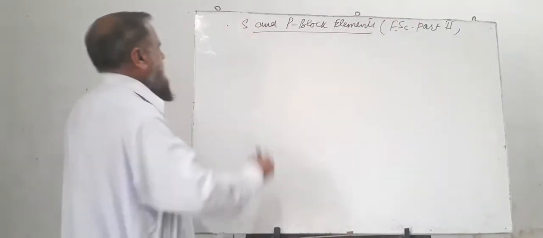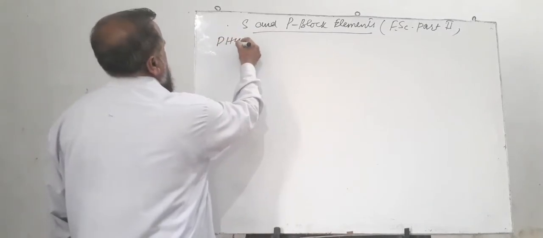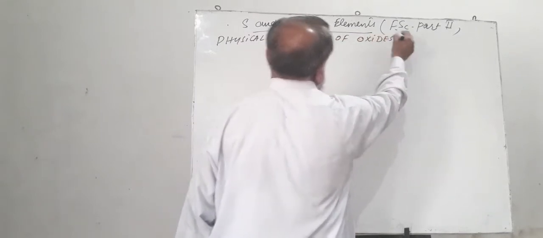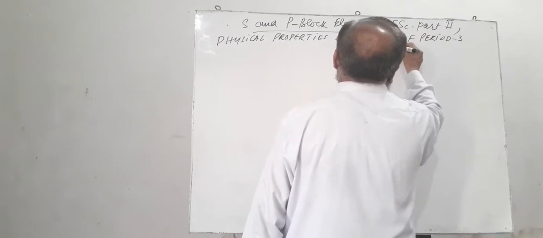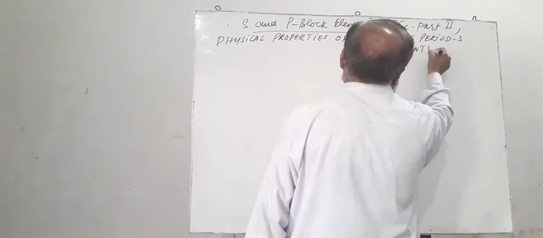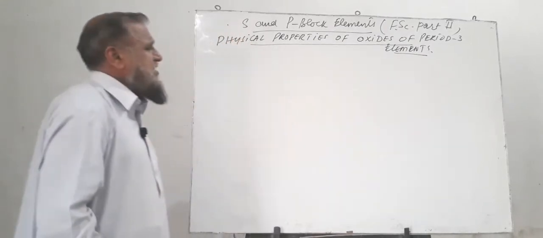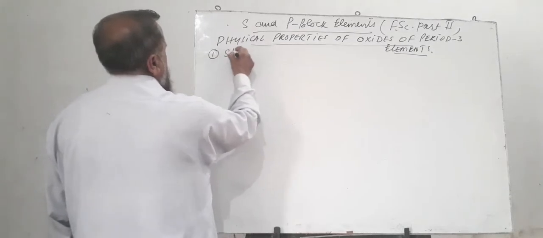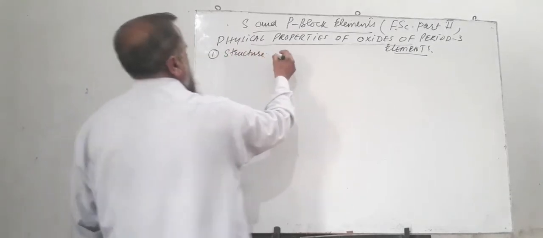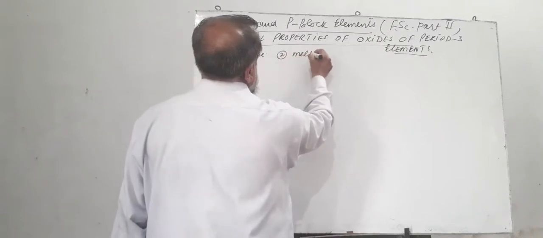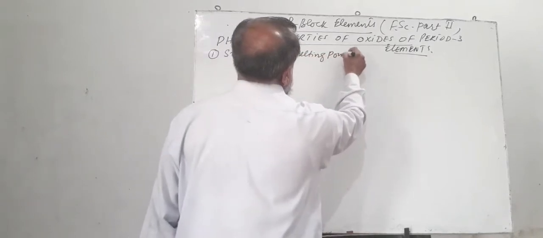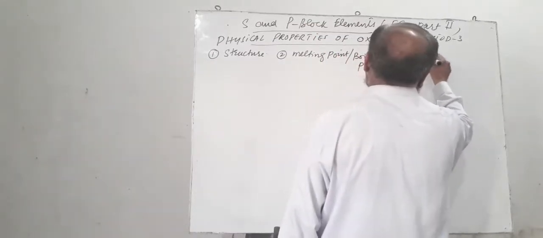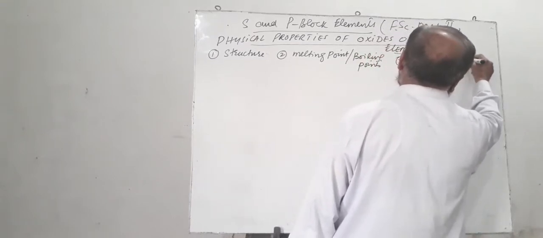Today's topic is physical properties of the oxides of period 3 elements. In this context, we will study the structure of oxides. Second, the melting point and boiling point of oxides, and electrical conductivity of oxides.